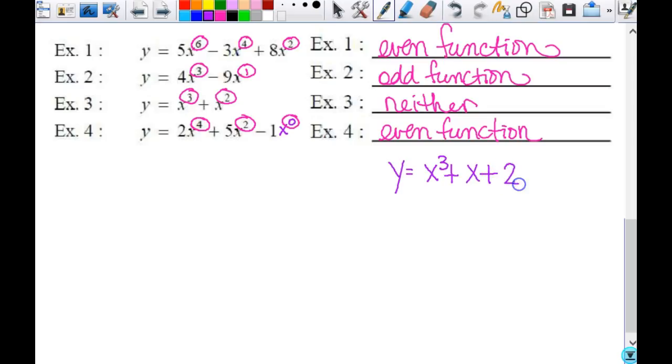All right, so what about y equals x cubed plus x plus 2? What do you think about that one? This degree is 3. What's this degree? 1. What is this degree? 0. So is it even, odd, or neither? Neither.